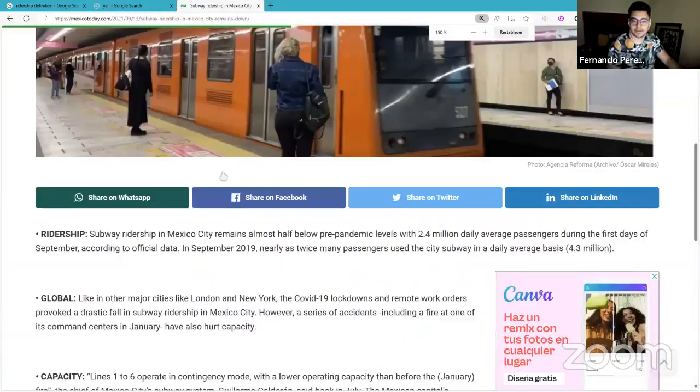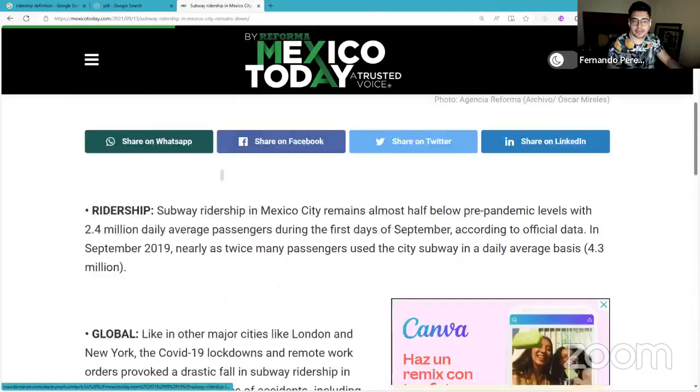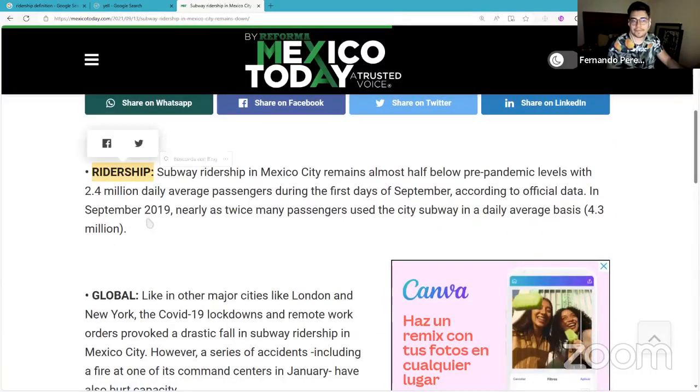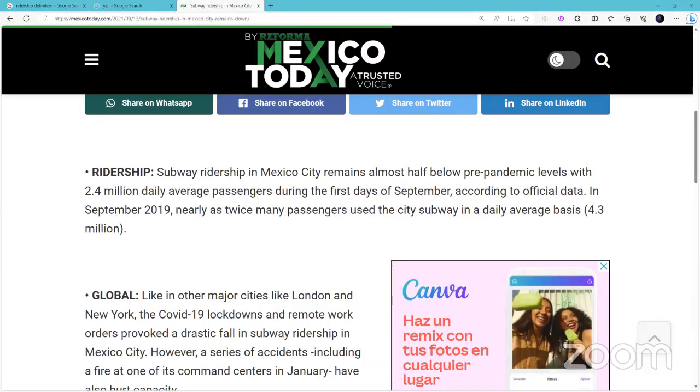Let's read this article. It says, ridership. Help me reading. Mitch, good night, girl. Let's begin with you. Good night.